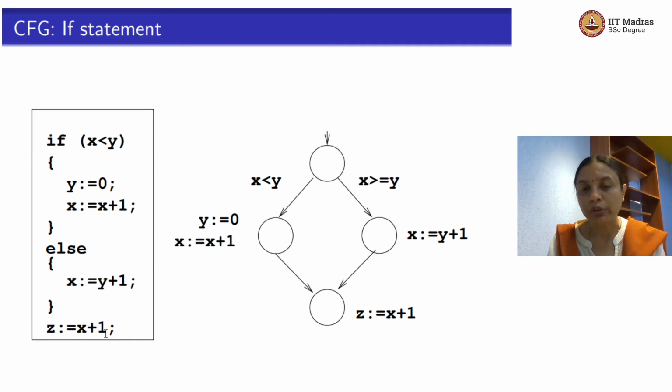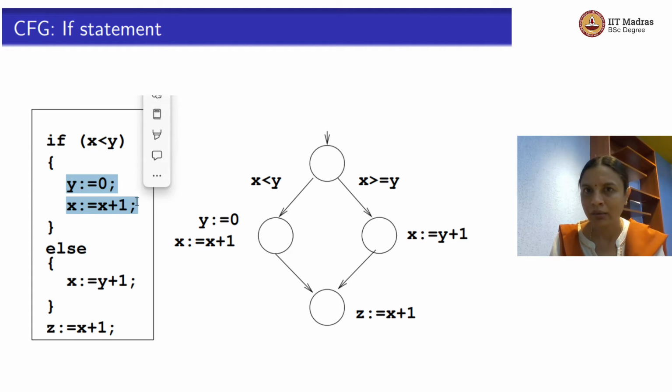How are we going to derive the control flow graph for this if? This happens to be the first statement in this fragment of code we are considering. So the topmost node that you see is the initial node of the control flow graph. At this point, a decision happens: to check whether x is less than y. If x is less than y, then the edge that goes towards the left is taken. It takes you to this node, which represents a basic block containing these two statements, y is equal to 0 and x is equal to x plus 1.